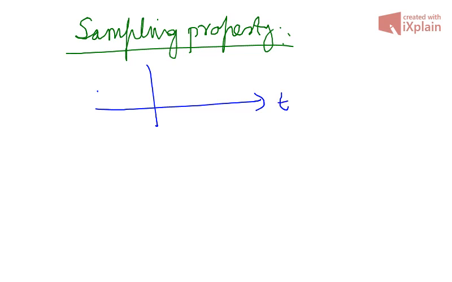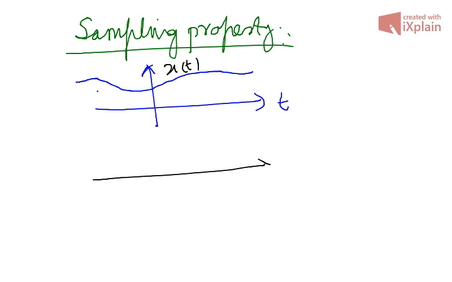Which starts somewhere from minus infinity and goes up to infinity. Suppose this is x of t. And if you multiply this signal with a unit impulse, suppose that unit impulse occurs somewhere here at t naught, right? So t naught is this instant, right?